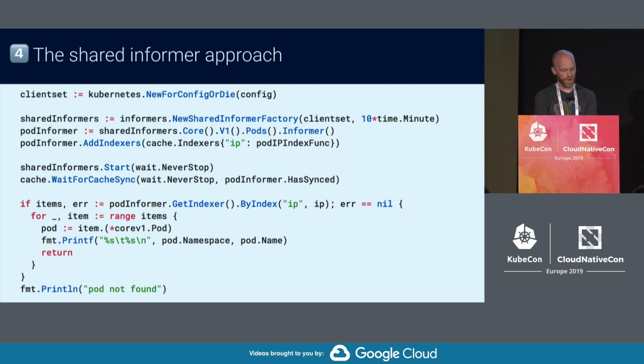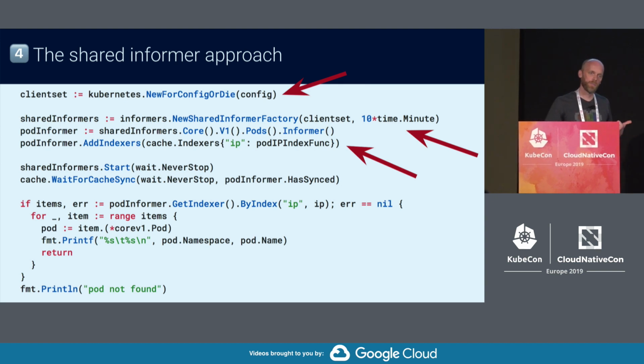So this is now the way we've updated our code. So we have our new config or die. We create our shared informers. We grab the pod informer, and we add an indexer to it using the same pod by IP index function that we had already created.